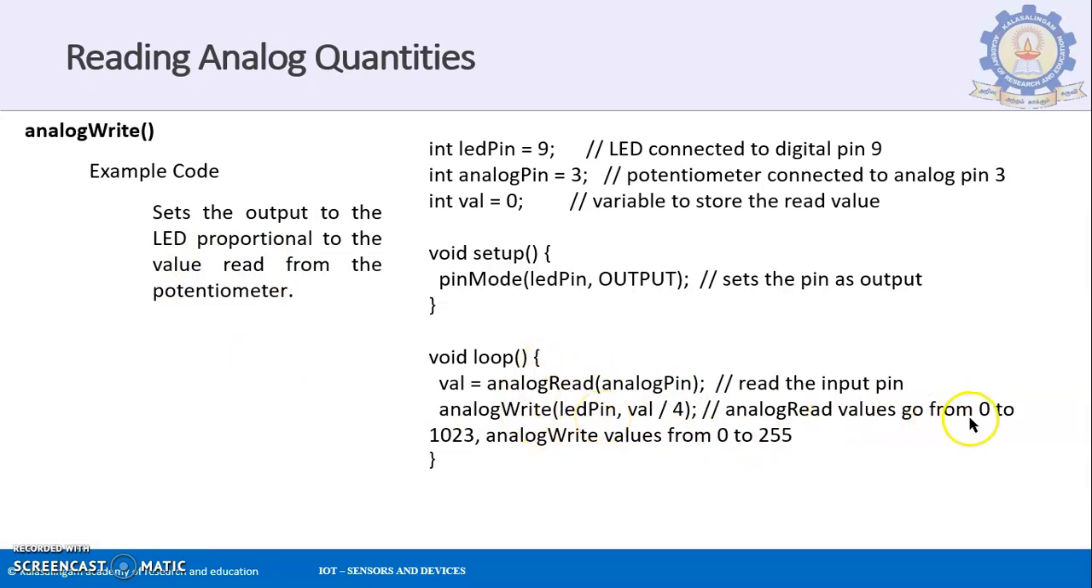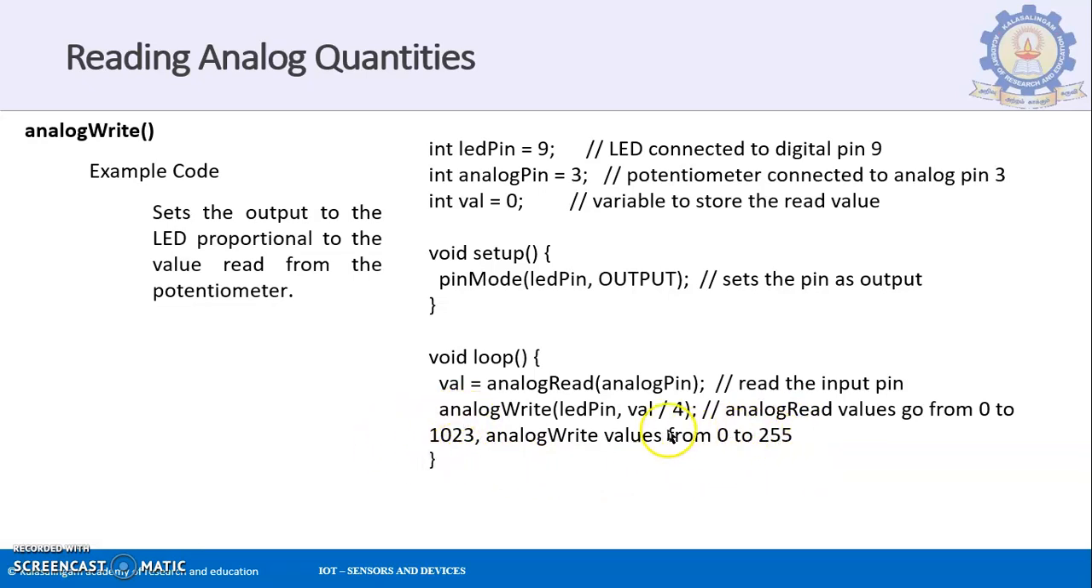Why is the potentiometer value 0 to 1023 here? Because I have a 10-bit A to D converter, which gives 0 to 1023, but the value that can be output to my LED is only 0 to 255. So I need to divide that value by 4, since 1024 divided by 4 is equal to 256. I will then get a value in the range 0 to 255. For example, if I have 1023, it will now be 255.